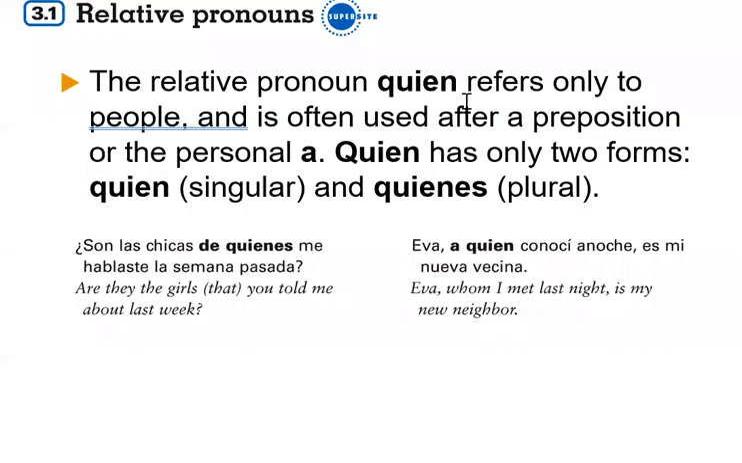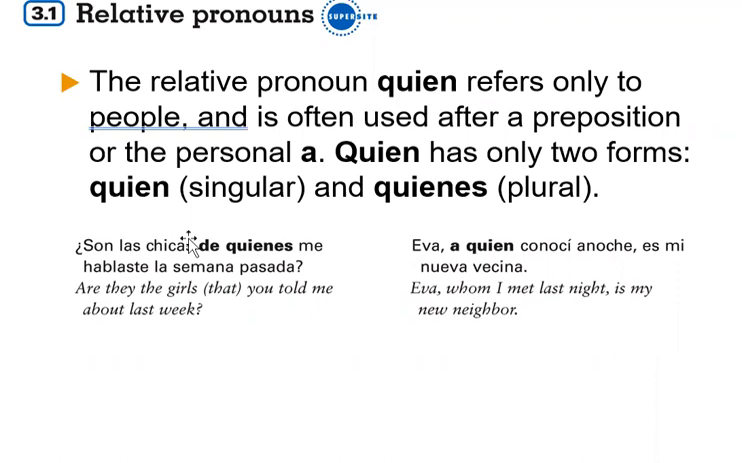So let me go a little bit more on with quien. I would like to talk about, we've got two forms. We've got quien and we've got quienes. And you can see they're used as you probably would expect. One form is the singular, one form is the plural. So here you see it used as the plural because it says, son las chicas de quienes me hablaste la semana pasada. Las chicas is plural. That's why the quienes is plural. It has to agree with las chicas.